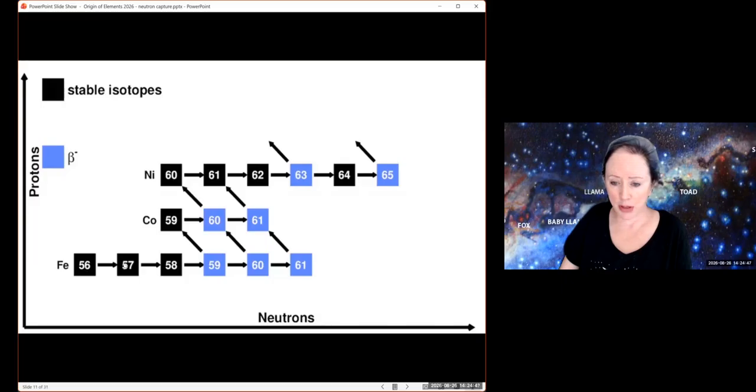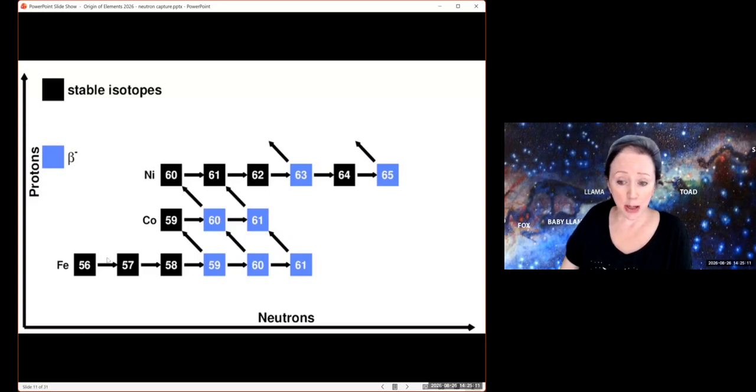Again, we've got iron 56, 57, 58 is all stable, but as we move to 59, it's not stable. If we're working through the slow process, it should have time to decay and go to cobalt. But now we've got our cobalt and it's stable, we can add another neutron, and now it's cobalt 60. But that's unstable, and that will go to nickel 60.